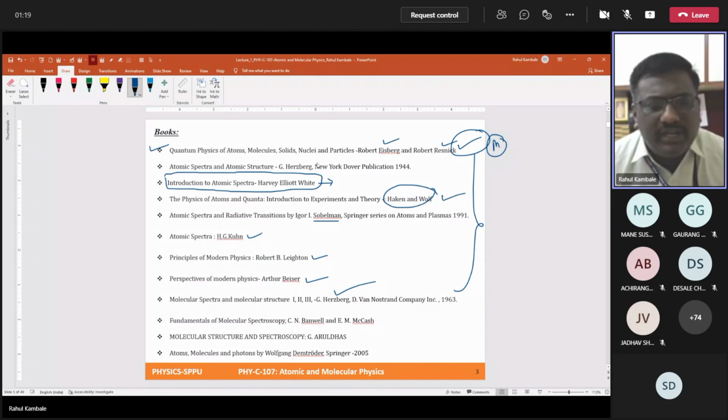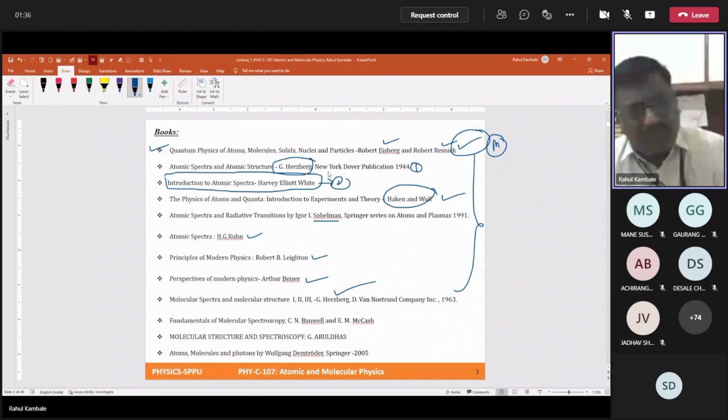So we can say that this is number one and this is number two in the whole of atomic physics and molecular physics. The Herzberg book is also available, but I'm not sure you will get it online or somewhere. This is a very old book. Maybe our university has some copies. When you come here, you can visit the library.